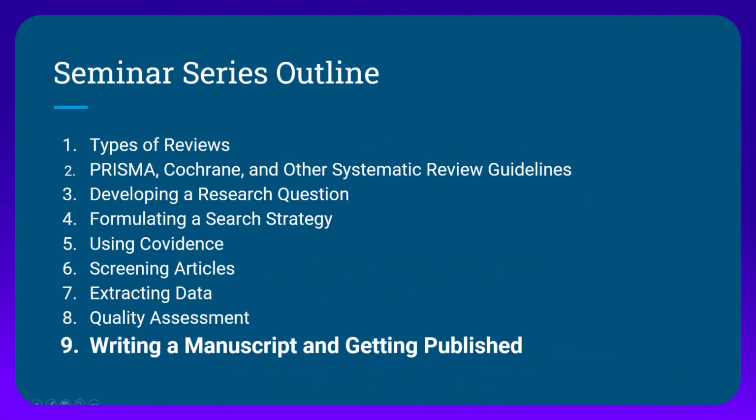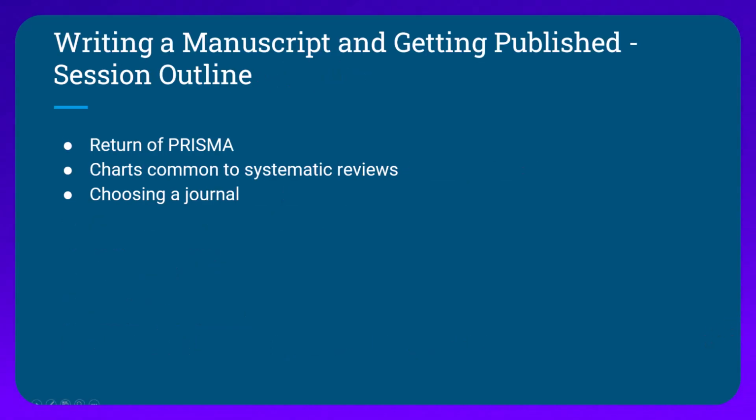The topic of this session will be writing a manuscript and getting published. Here you can see all of the topics that have been covered in this series prior to this session. Here's a rundown of what we'll be covering during this session. We'll briefly discuss PRISMA, then look at some of the most common charts that are included in systematic reviews. And finally, we'll discuss some considerations when picking a journal.